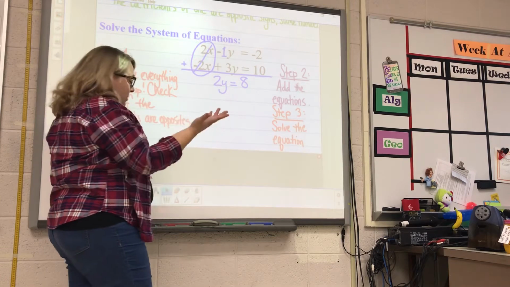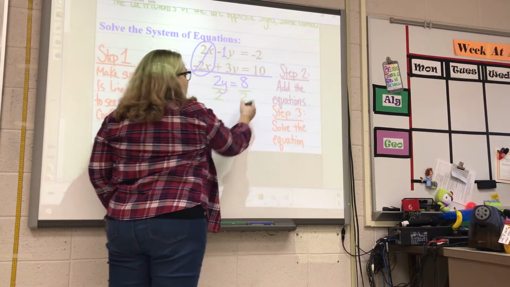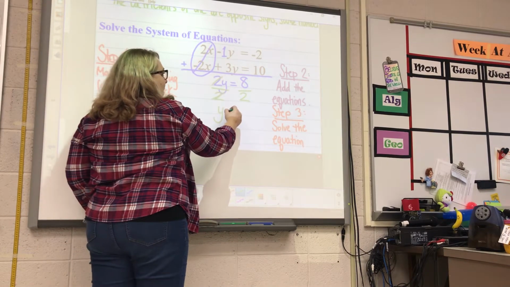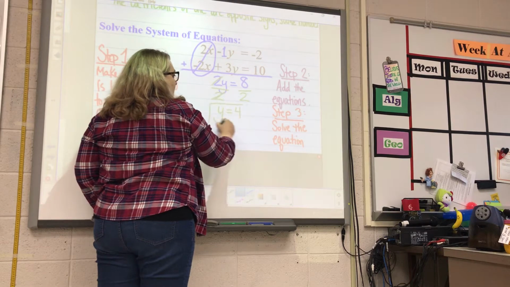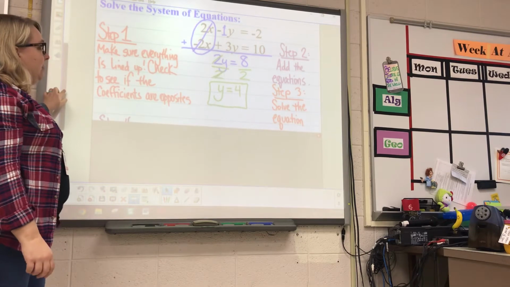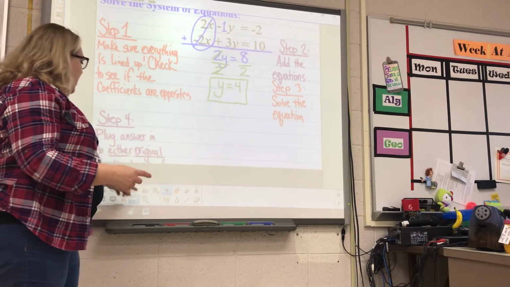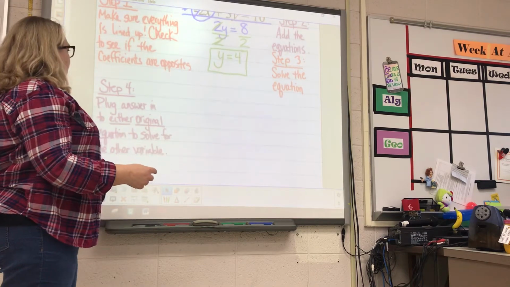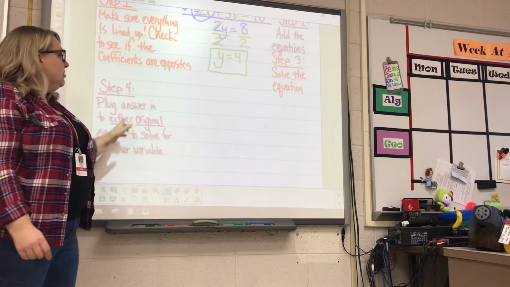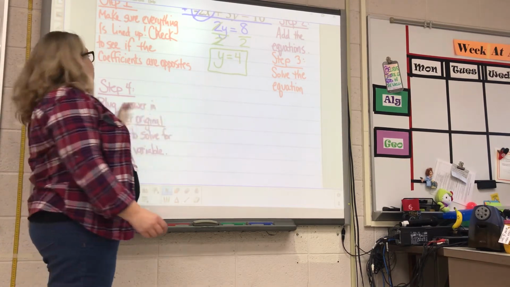Step 3, now I'm going to solve this equation. And it's a very easy one to solve. I just have to divide both sides by 2, and that will get rid of that 2 that's multiplying the y, and now I have y equals 4. Now remember, if your problem has x and y in it, your answer has to have x and y in it. So your next step, step 4, is to plug your answer, which I got here is 4, into either original equation and then solve for your other variable. So solve for x in this case.